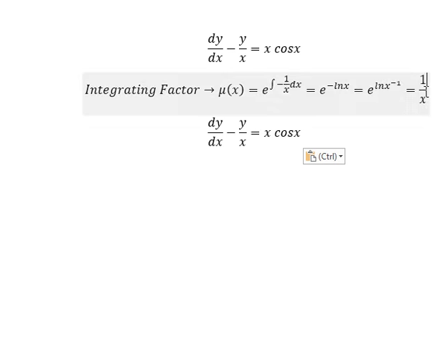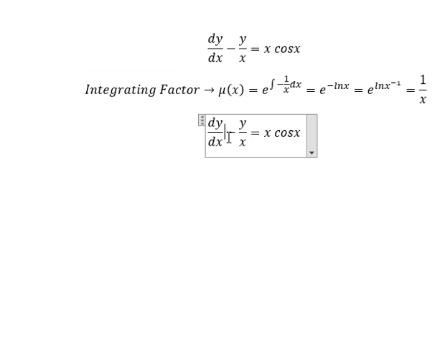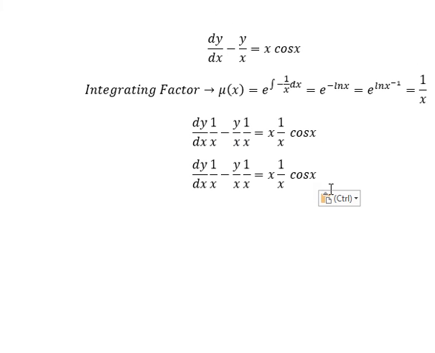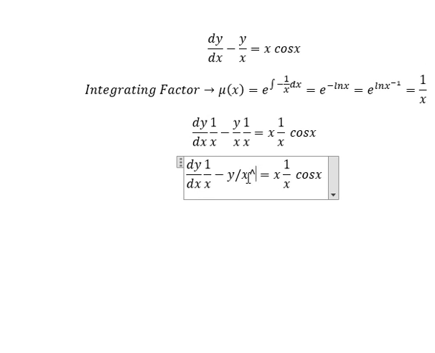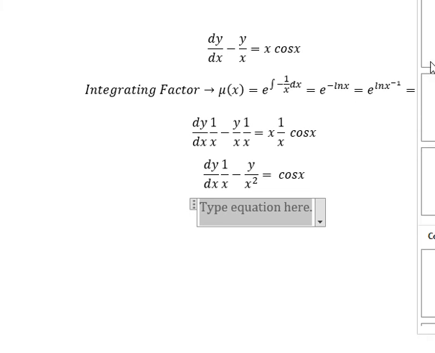That means we multiply both sides by 1 over s. So this one we have y over s squared, s divided by s. Next, we put the integration for both sides.